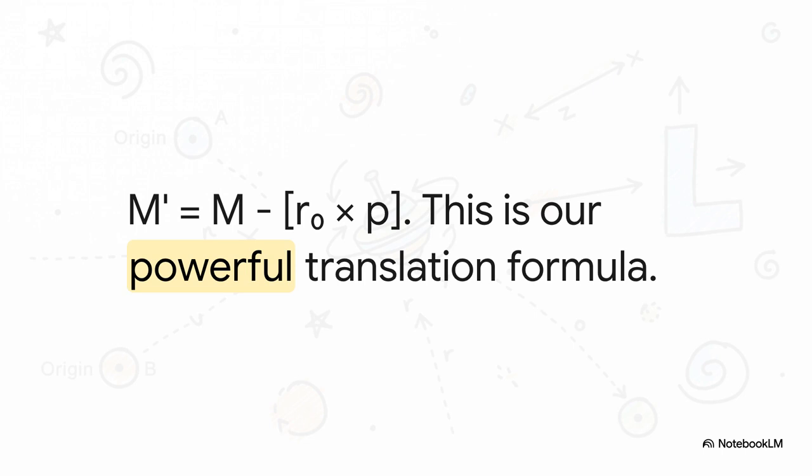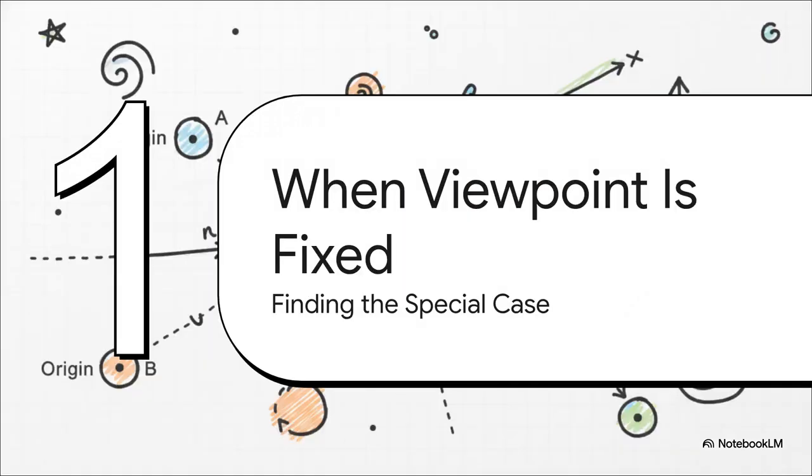And that correction term only depends on two things we already know: how we shifted our viewpoint, r naught, and the total linear momentum of the system, p. This is the powerful tool we were looking for. Okay, now that we have our formula, we can ask that second, much deeper question from the problem. When does our viewpoint just not matter at all?